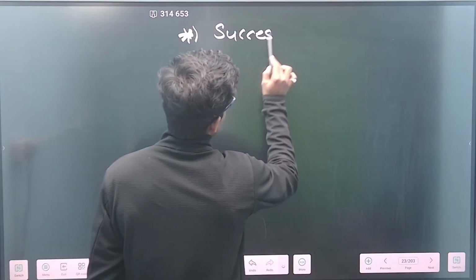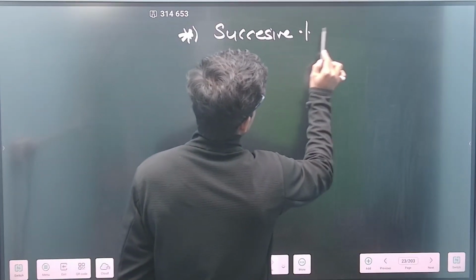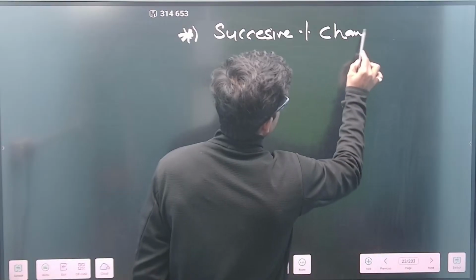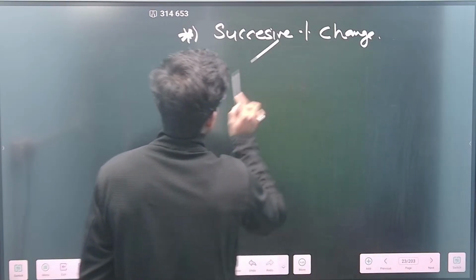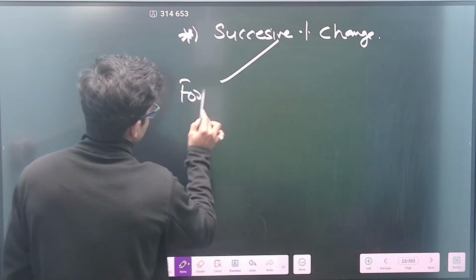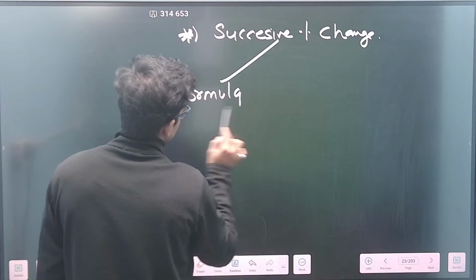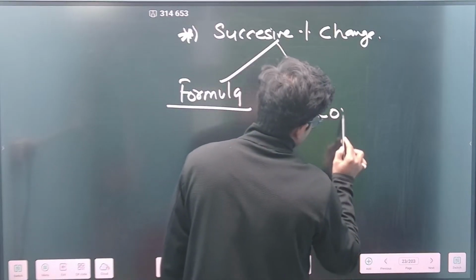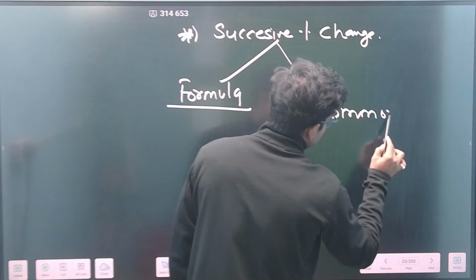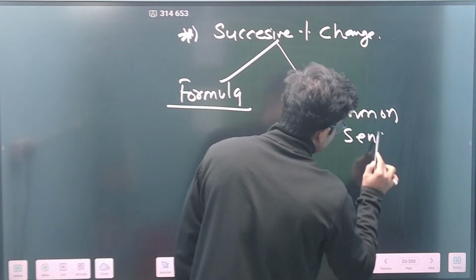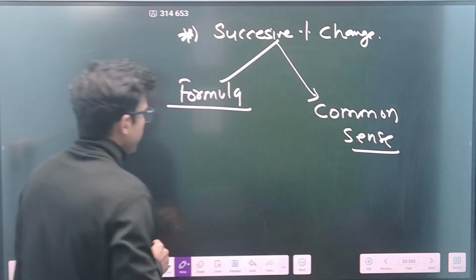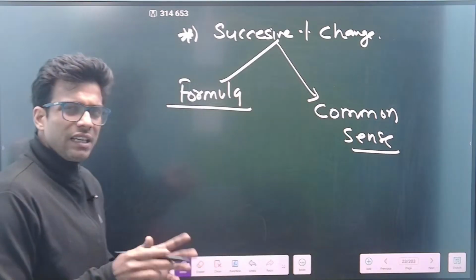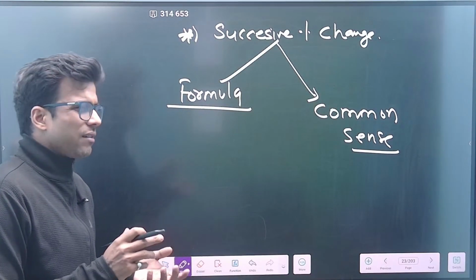Successive percentage change. So basically there are two things. One is through formula, and second is with common sense. So how you will understand this through common sense and then formula. See, formulas are very, I would say, very bad in nature.